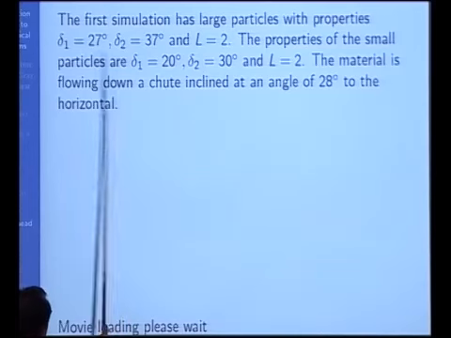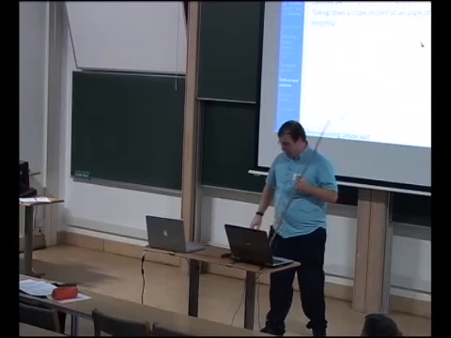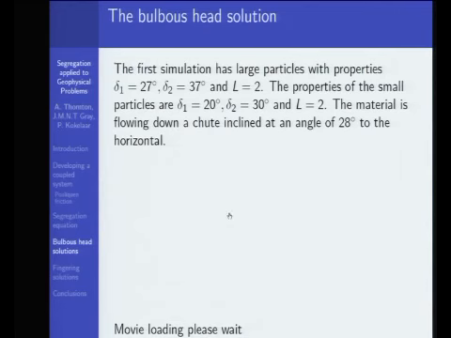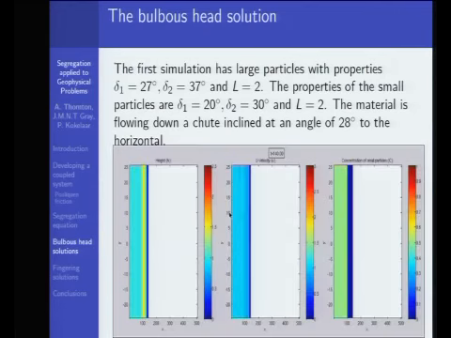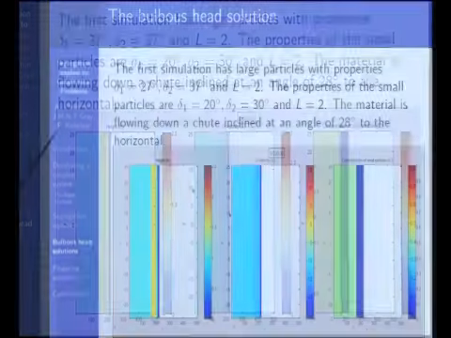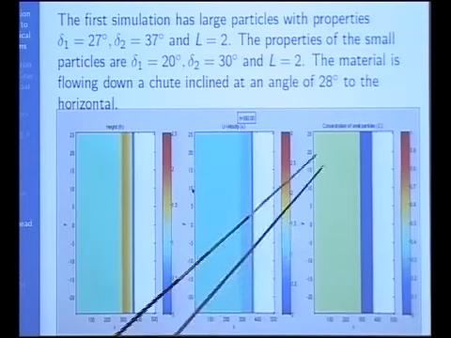I actually borrowed these from actual measured materials, and we're going to run it on a chute of 28 degrees. So we have large material, which is rougher than the small material, because these numbers are bigger than that, and this is running on a chute of 28 degrees. I'll go through this movie a few times, but we'll run a movie of what happens.